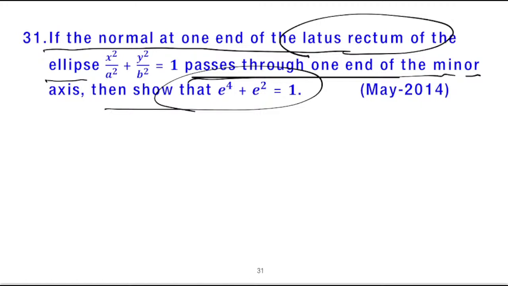What does the question say? If the normal at one end of the latus rectum... First of all, what is the latus rectum for the ellipse? Can you give me what is the latus rectum for the ellipse? Will you try?